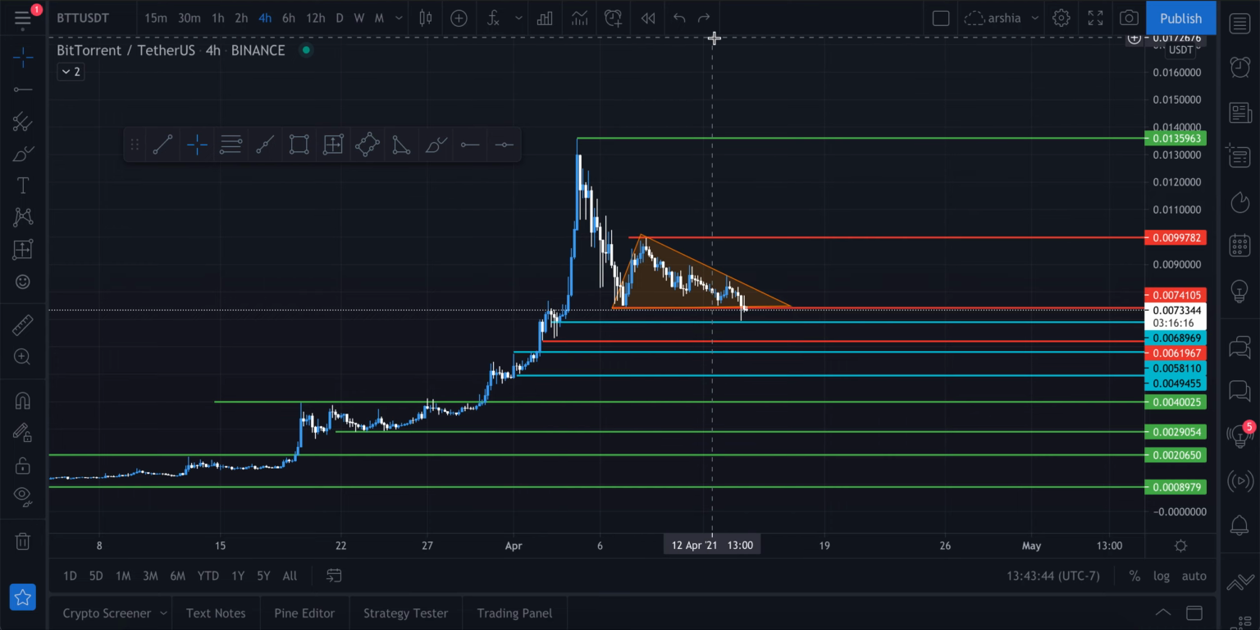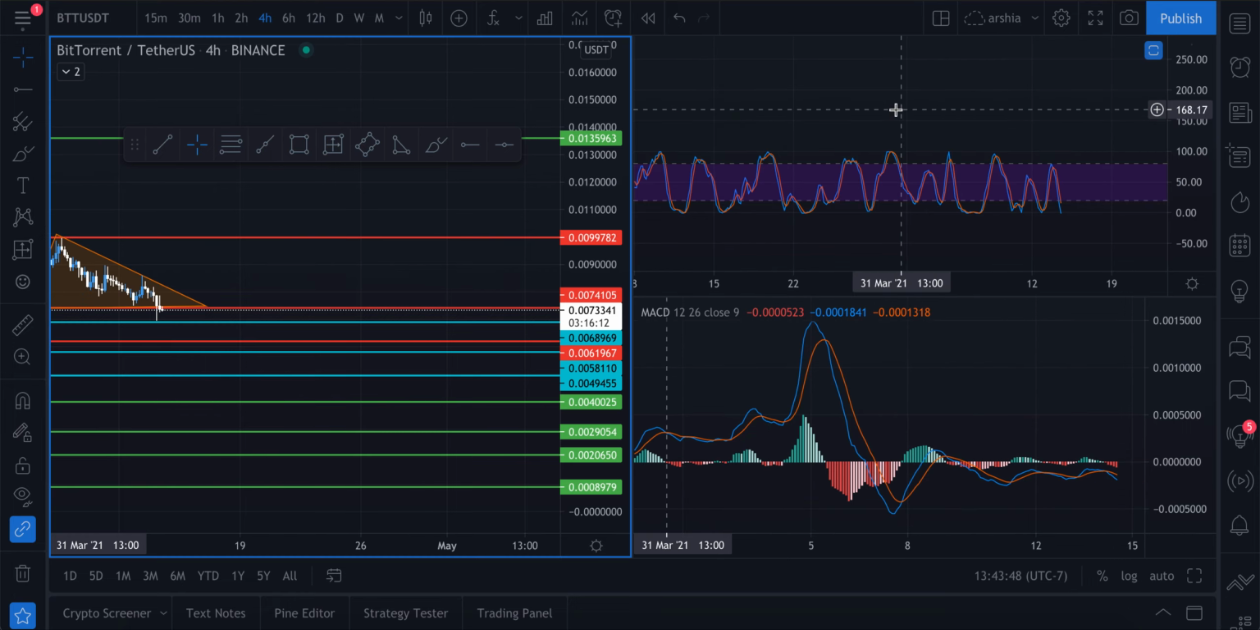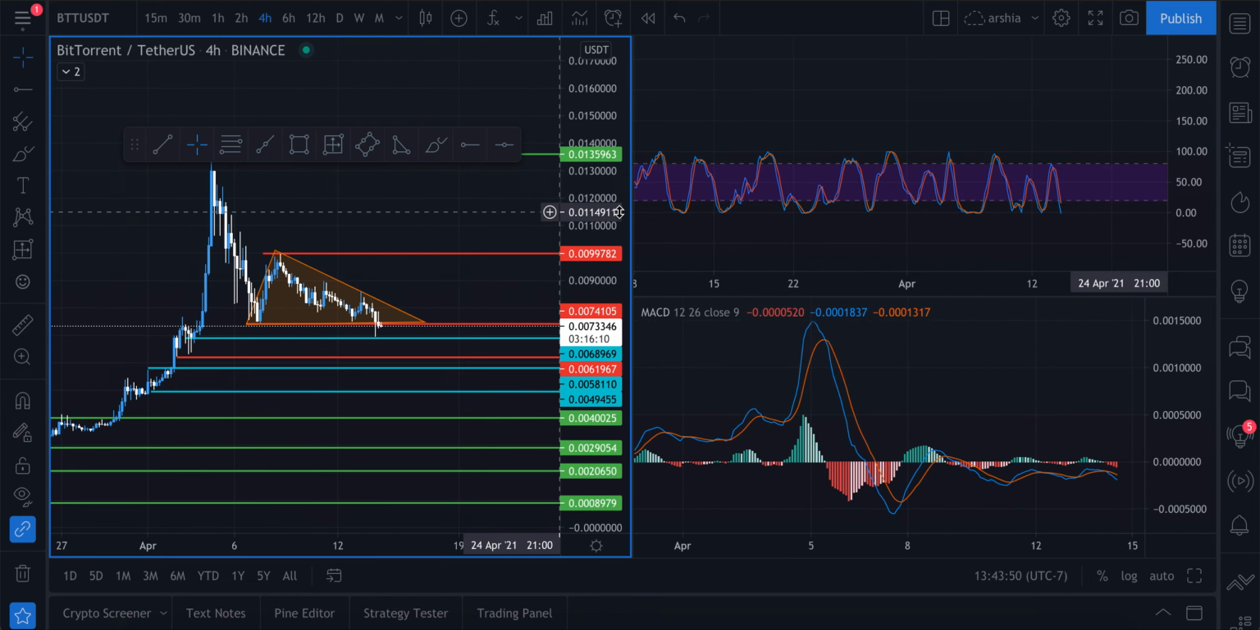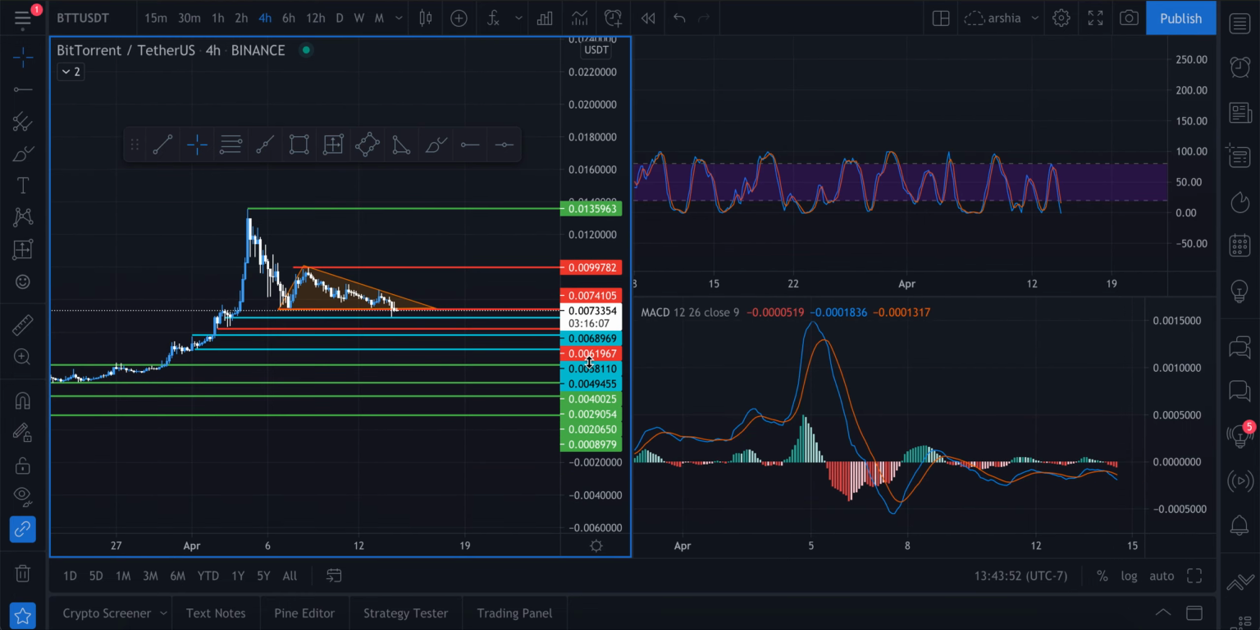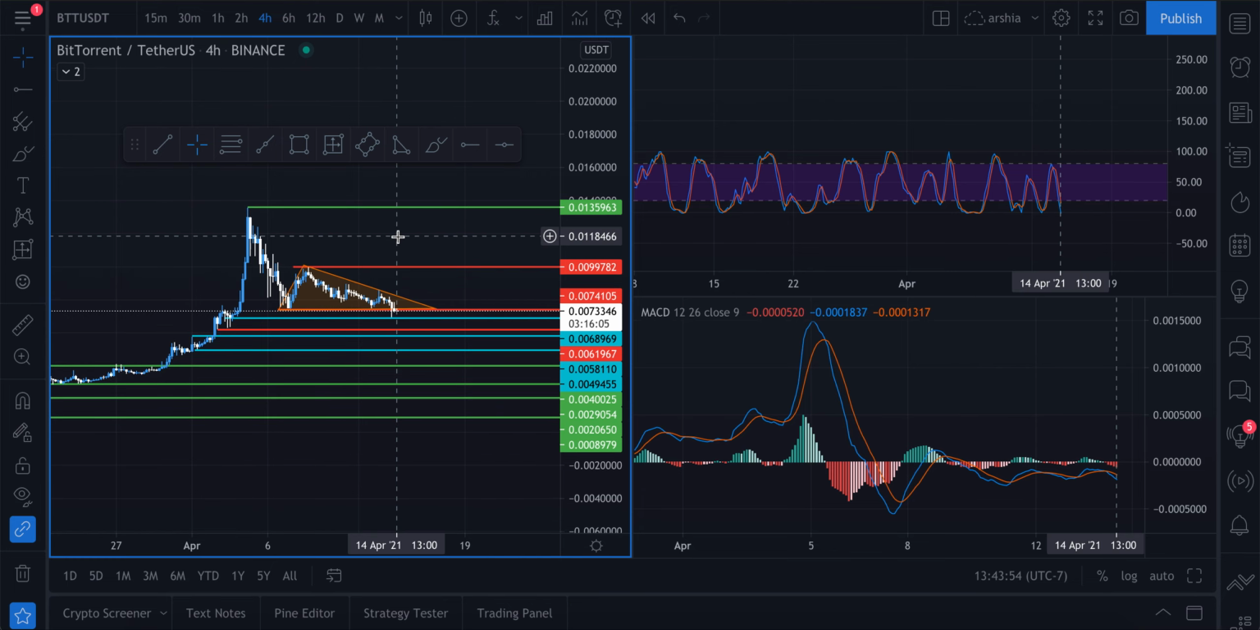Welcome to Crypto Moonshots. Today we're going to be talking about BitTorrent and look at what's going on with it and try to make some predictions based on technical analysis, and try to find a good area of buying in if you're not in it already, or if you already have it, when is the best time to sell.